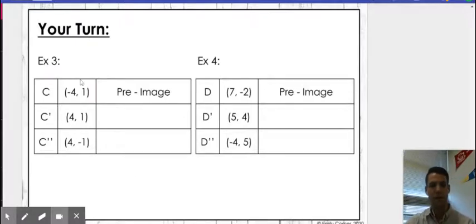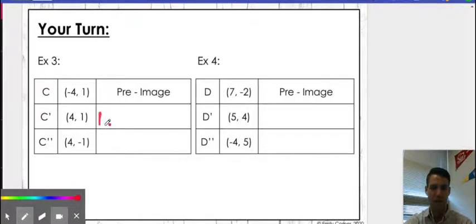So first and foremost, in number 3, we have a pre-image at -4, 1. So we see that our y value didn't change at all whatsoever. So that's crucial, because one of the few things that doesn't change y values or doesn't change x values would be a reflection. So the only thing that happened here was that our x value changed from being negative to positive, and our y value didn't change at all. So that is going to be definitely a reflection.